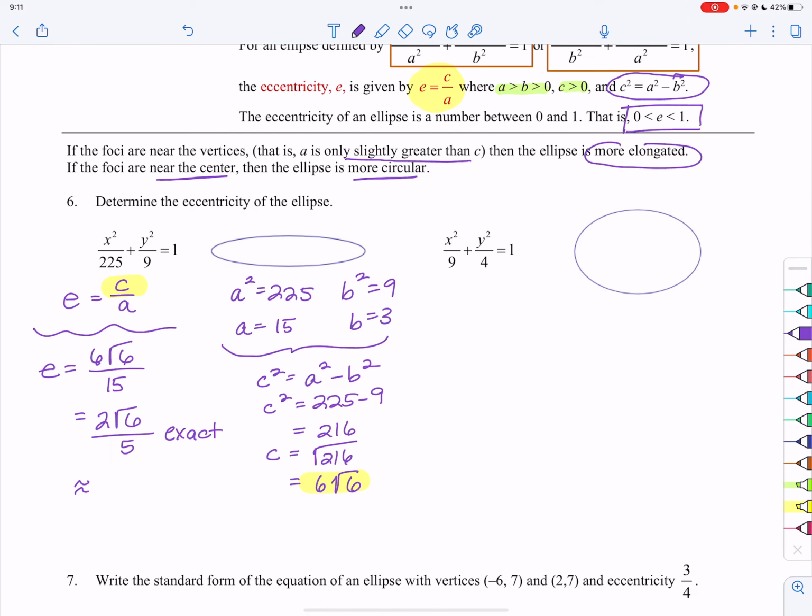And that's approximately equal to 0.98. Now, what do you notice? We have a very elongated ellipse. So let's compare A and C. So C is approximately, let's see what C is. 6 root 6 is approximately 14.7.